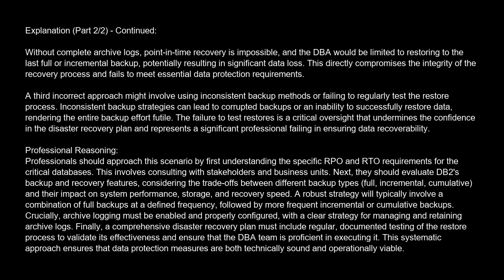A robust strategy will typically involve a combination of full backups at defined frequency, followed by more frequent incremental or cumulative backups. Crucially, archive logging must be enabled and properly configured, with a clear strategy for managing and retaining archive logs. Finally, a comprehensive disaster recovery plan must include regular, documented testing of the restore process to validate its effectiveness and ensure that the DBA team is proficient in executing it. This systematic approach ensures that data protection measures are both technically sound and operationally viable.